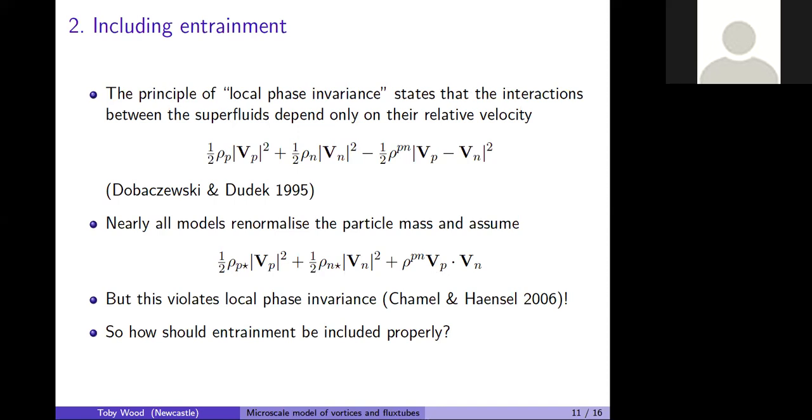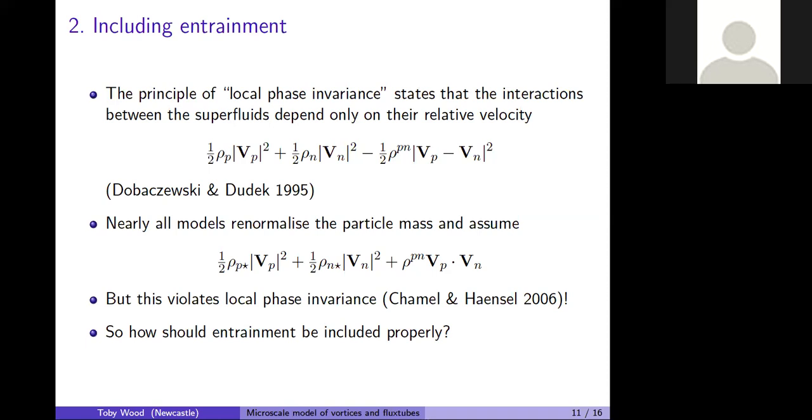The problem is that's only true when these coefficients are constants. So it's only true when you neglect the fact that the density goes to 0 in the core of a vortex or a flux tube. If you try and use this form for the interaction energy in a microscale model, then you violate local phase invariance, which is sort of equivalent to Galilean invariance in this case.